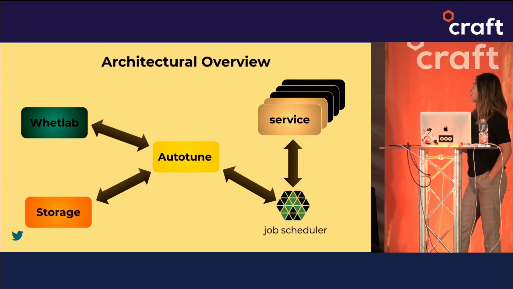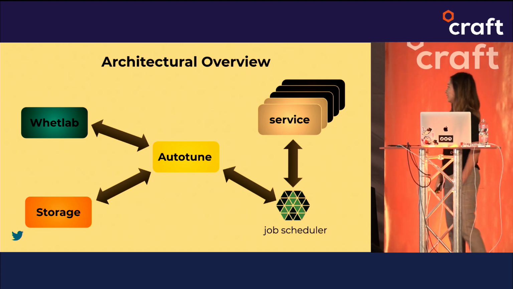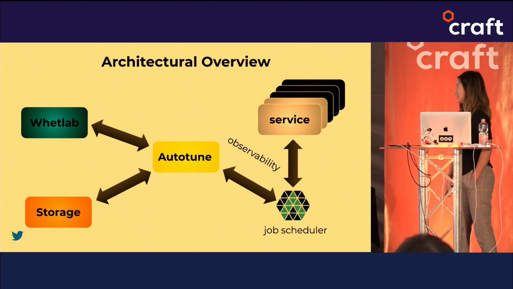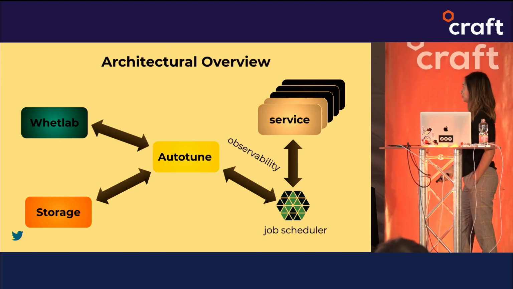And here's an overview, just so you can see how it all comes together. AutoTune is in the middle, communicating with WetLab, which is our Bayesian optimization backend, storing our evaluations and experiments in our storage, and also communicating with our job scheduler to actually deploy those services. And observability is in there, measuring the constraints and measuring the objective function as well.